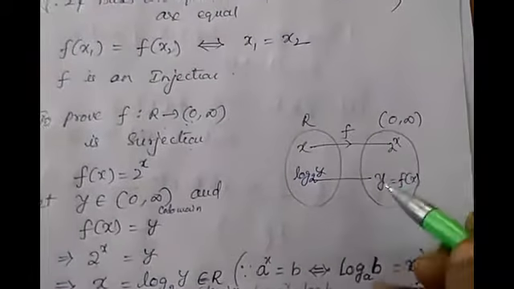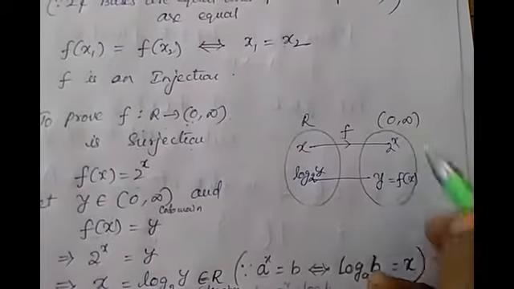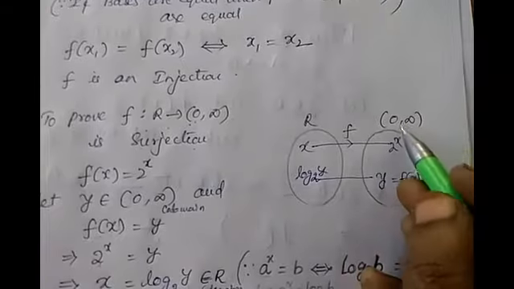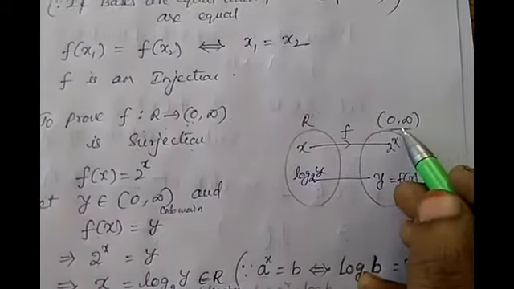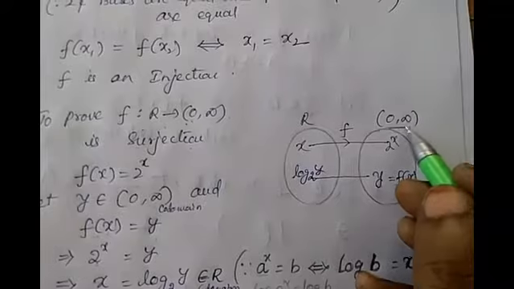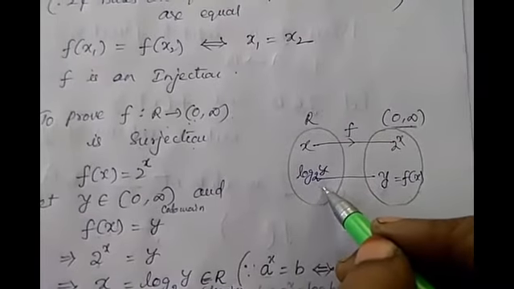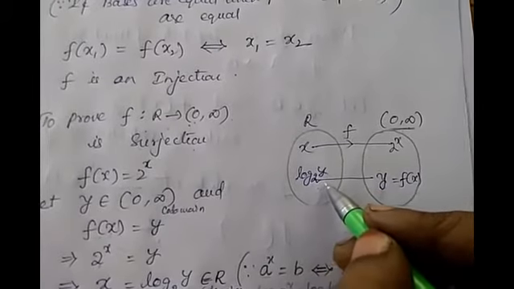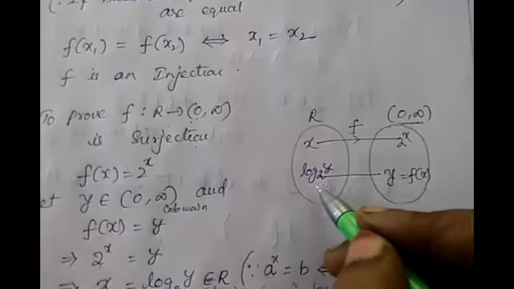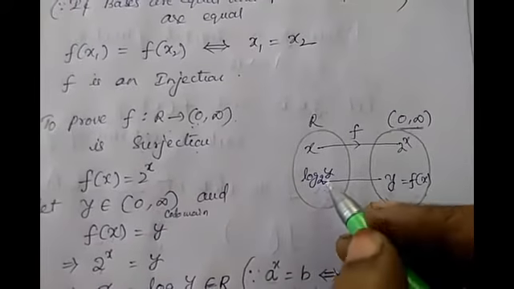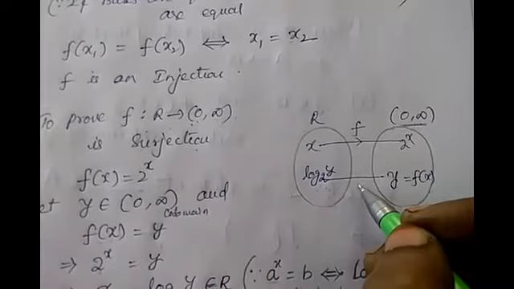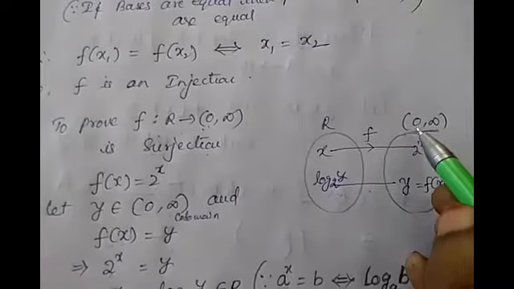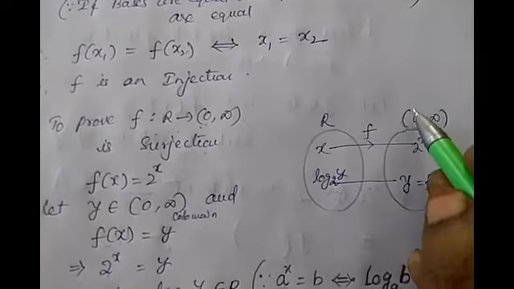Simply observe, for every value in the codomain, there exists log y base 2. Why? If you take any element in this codomain, log y base 2 is defined. We know, what is the definition of the logarithm function? The logarithm function is defined for every positive value. That means here we have only positive real numbers.